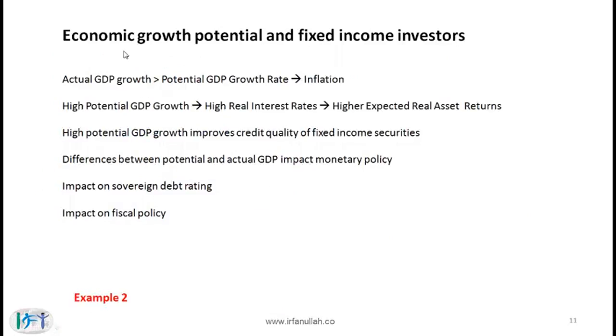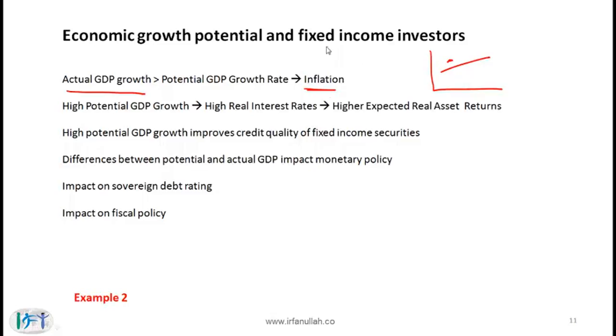Next, let's look at economic growth potential and how fixed income investors need to look at this. Here, again, the relationships are quite straightforward. If we have a situation where the actual GDP growth is greater than the potential GDP growth rate, so this might happen temporarily, then we will have inflationary pressures. So this goes back to the picture that I was drawing earlier. If you have a certain potential GDP growth rate, and if the actual is more than potential at some point in time, then that will create inflationary pressures.